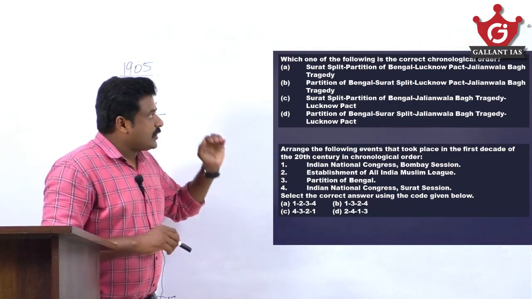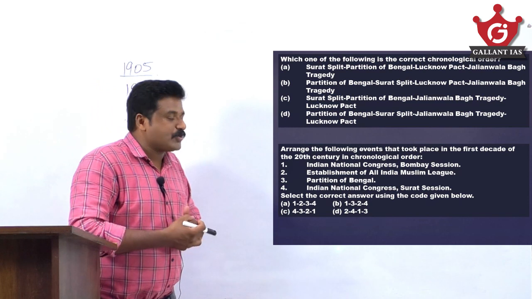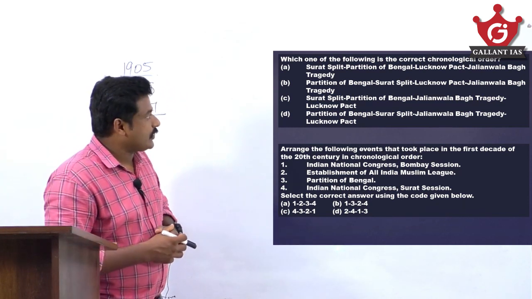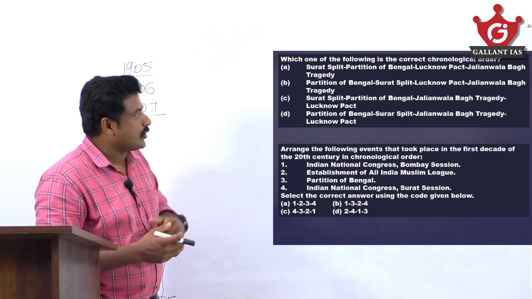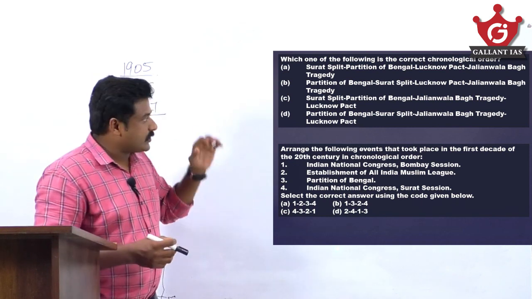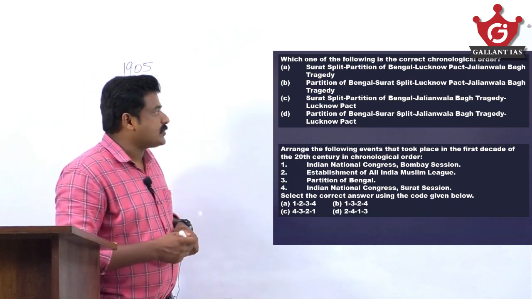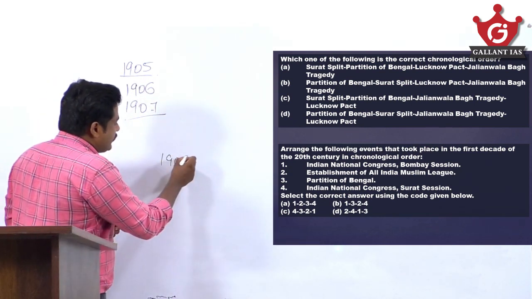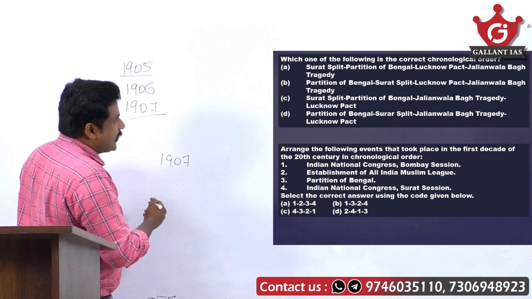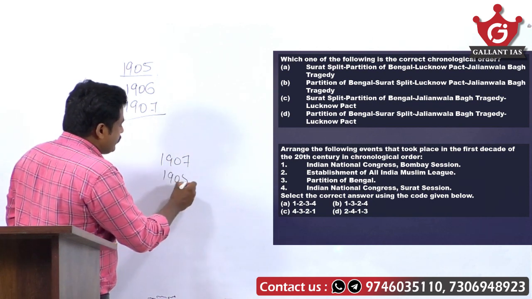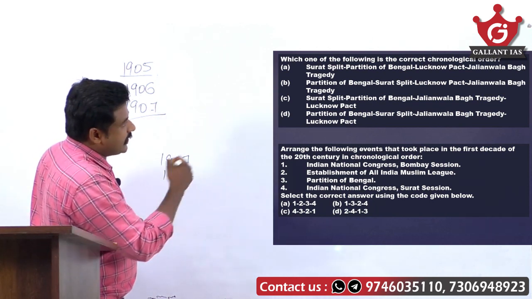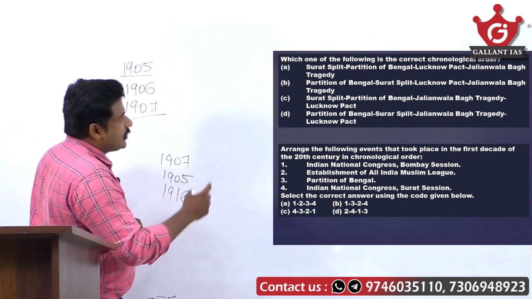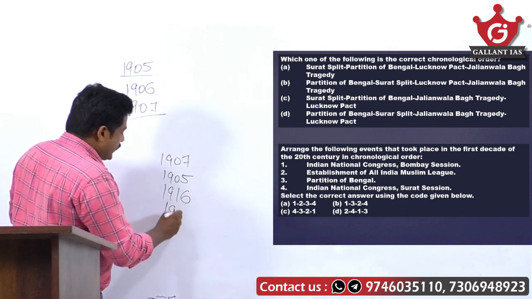Now there is a question: which one of the following is the correct chronological order? Here the correct chronological order is, let us go for it: Surat split, that was in 1907. Then the partition of Bengal, 1905. Then there is the Lucknow Pact, which was 1916. Then the Jallianwala Bagh tragedy, 1919.